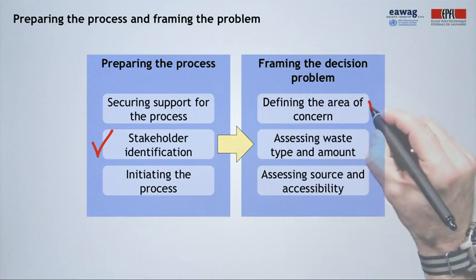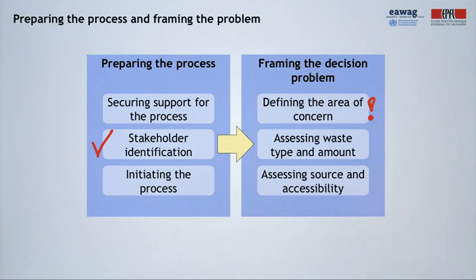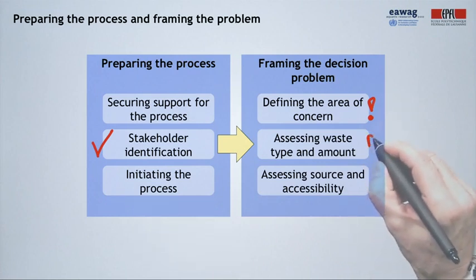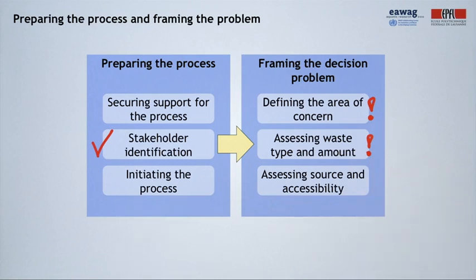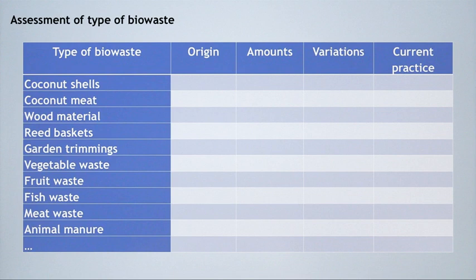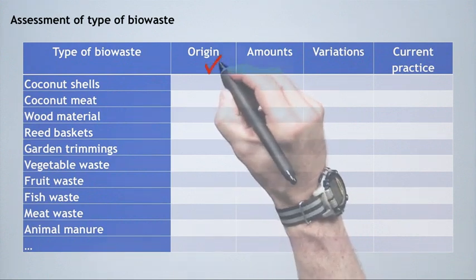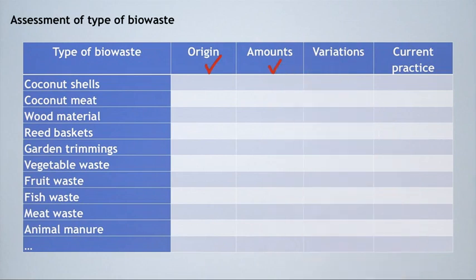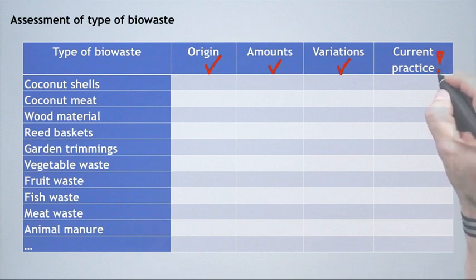This means defining the area of concern, assessing waste types and amounts, as well as the origins of the waste and the accessibility to the waste. What you see in this table is an example of different types of biowaste. In the columns, you can then see the descriptor of origin of generation, the amounts, the variations over the year, but what is also essential information is to know how the waste type is currently being managed, if at all.